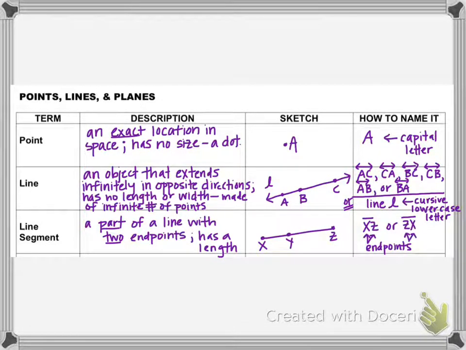To name a segment, you're going to put the 2 endpoints together in either order. So this segment can be called segment XZ or segment ZX. Above it is a line without arrows. That indicates a segment. Notice that's different than a line that has the arrows.